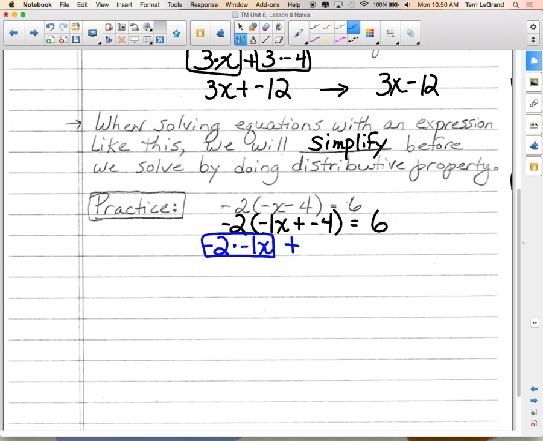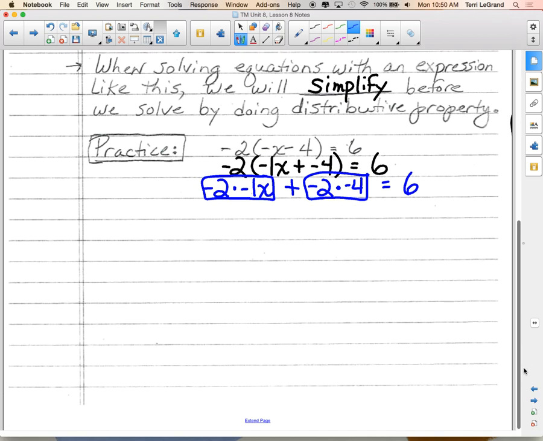And then our other multiplication also has to use that multiplier of -2. So there's our second multiplication. And then we bring down our equal 6. So we're getting the equation ready. We're simplifying. We're not solving yet.